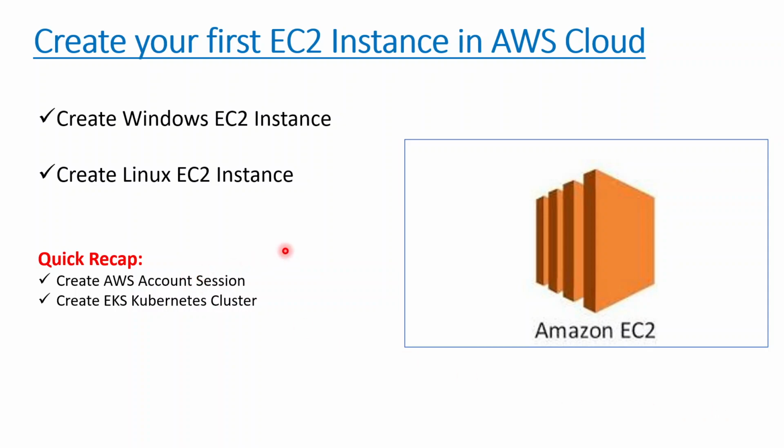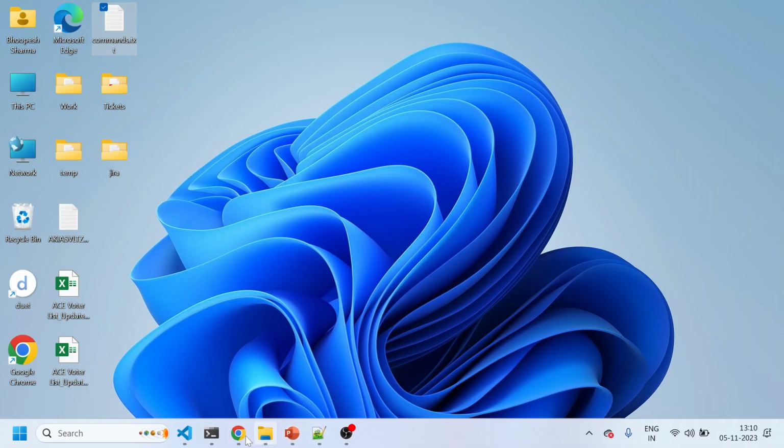So let's quickly jump onto today's agenda. We'll be creating two EC2 instances, a quick video. It will be very easy, and then we'll be just logging onto those instances to see whether we have proper access or not. So let's quickly jump onto this.